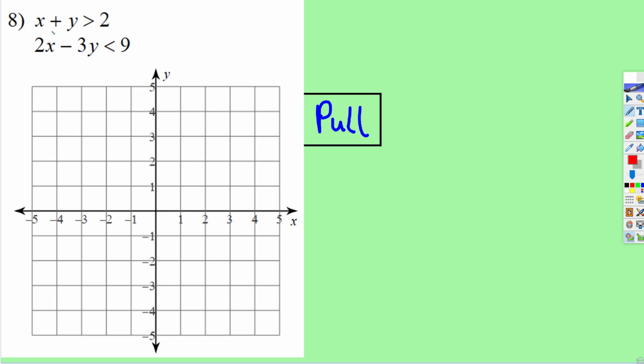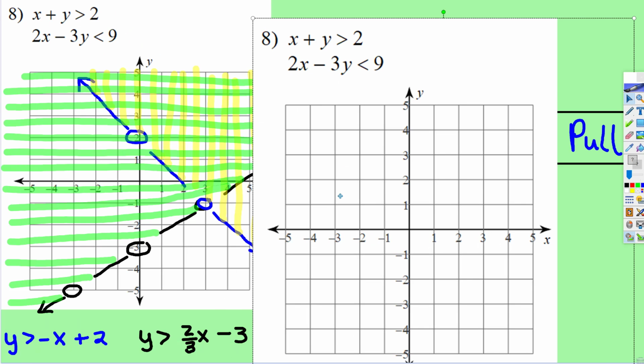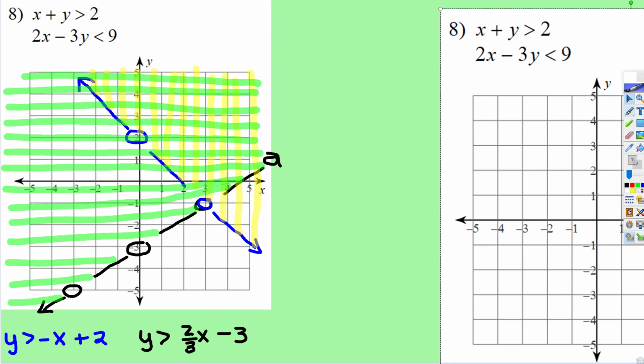All right, and I think this one you would have to solve, get y by itself first. So this one right here, I would subtract an x, and I would have to use a dashed line. Did that, and that says y is greater. So everywhere above that line I shaded in yellow.